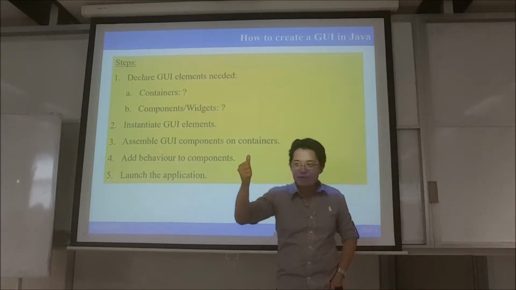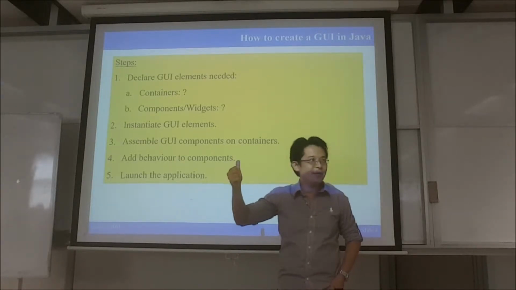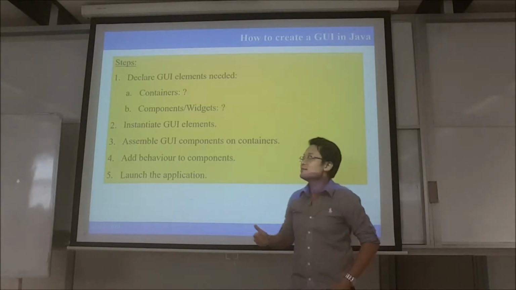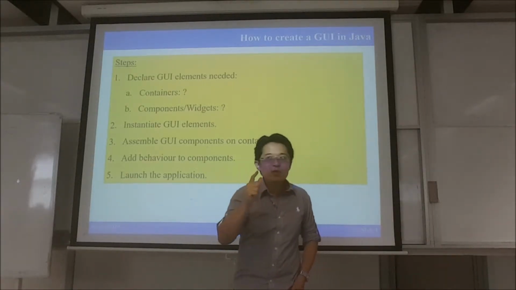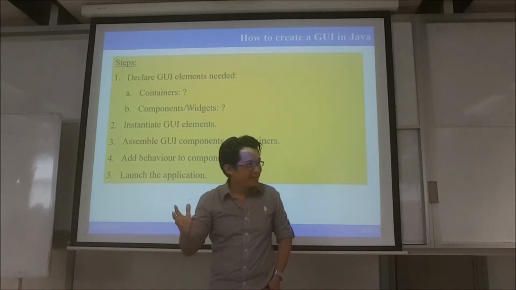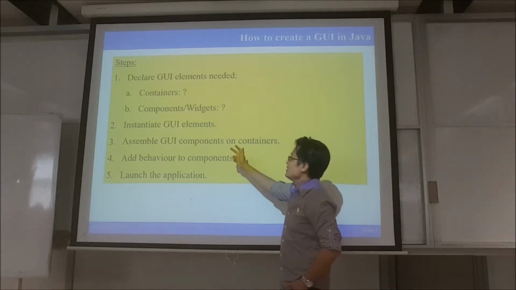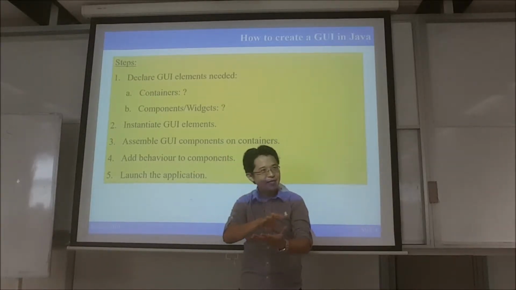Get the GUI elements. These GUI elements are classes. Classes for the container, classes for the components. That's step number 1. Step number 2, from these classes, create the objects first. Object-oriented, by the way. Number 3, assemble the components on top of the container.